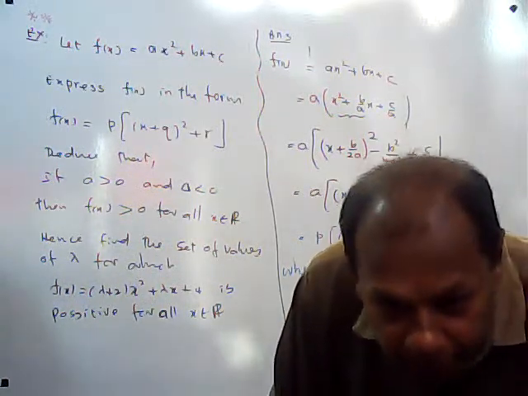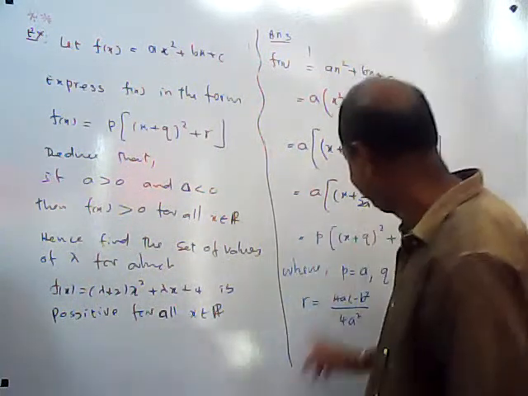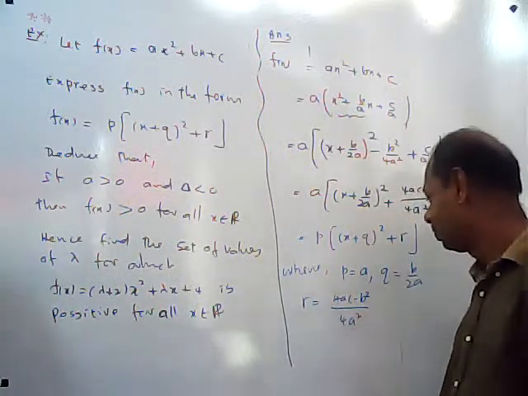P is A. Q is B over 2A, we want to correct. And R is 4AC minus B squared over 4A squared.